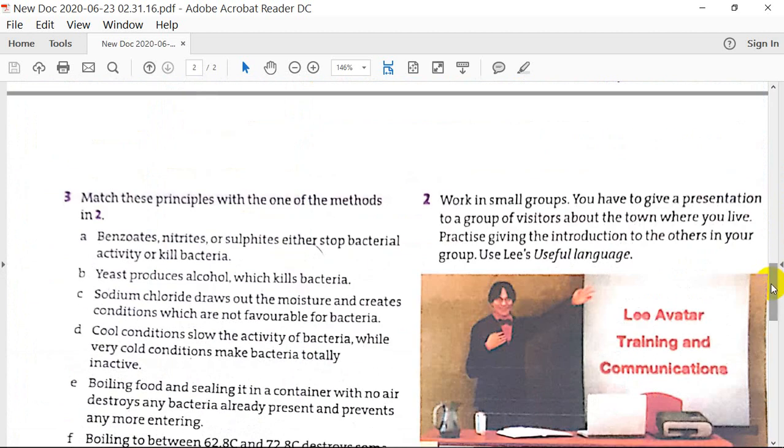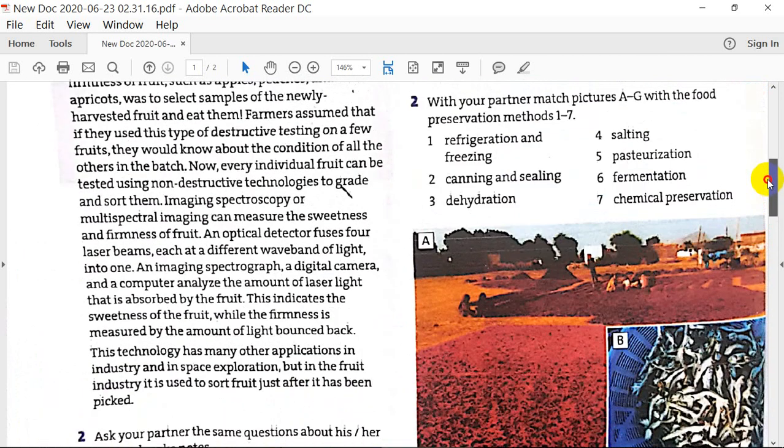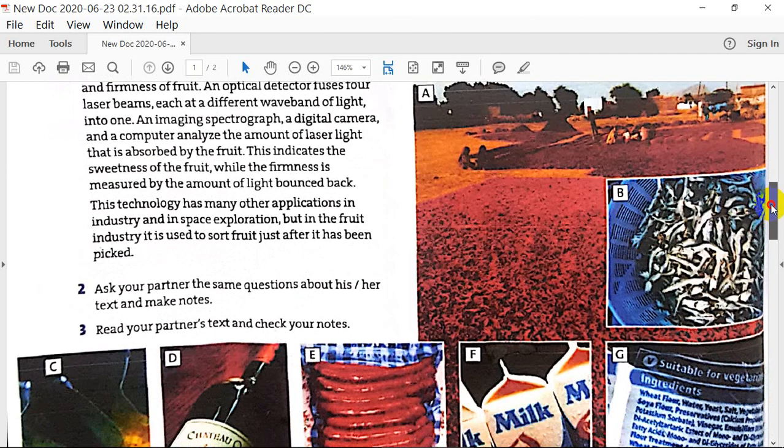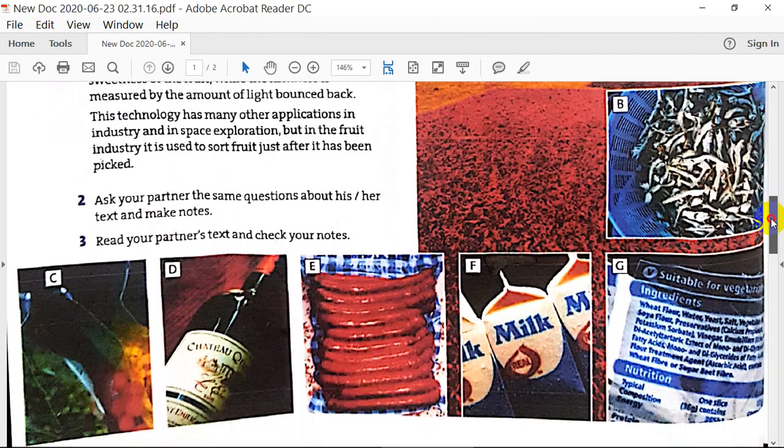Like we can say what? Sodium chloride, it's a material to preserve food. So now we have, I think, 7 items or 7 terms. We can match them, or try to match them with a picture. When I say refrigeration, or freezing, we can see a picture number A, B, C, D, E, F, G.